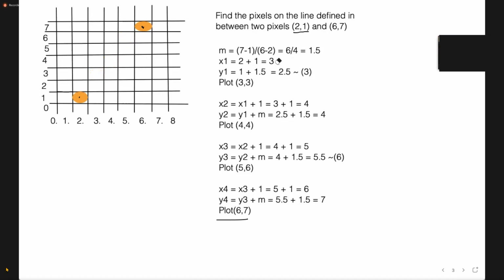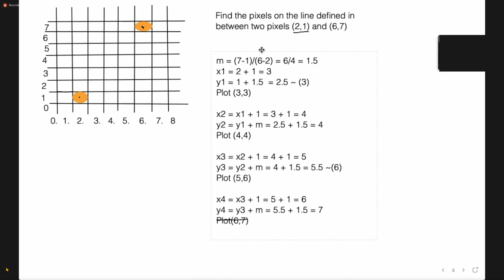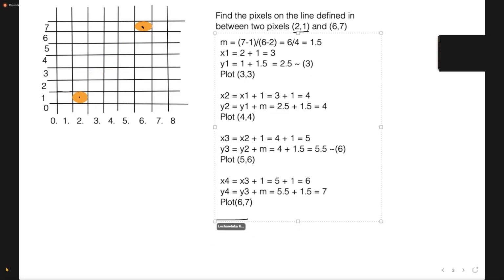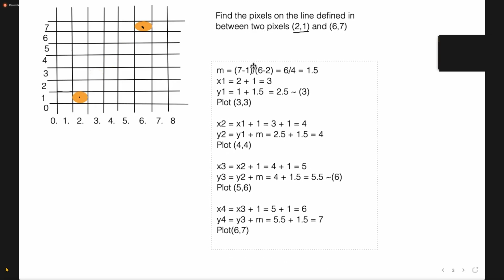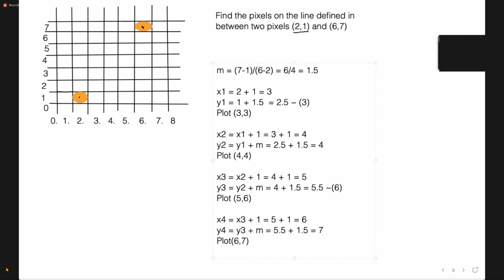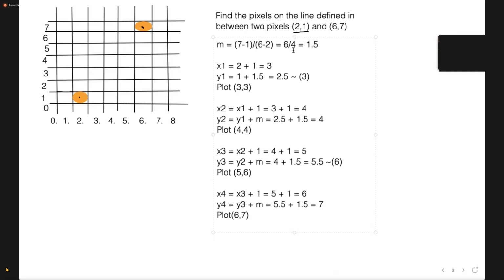Right? I will remove these things again. And now again I will go back here. Now the calculation that I have done, m is 1.5. That is the main problem.